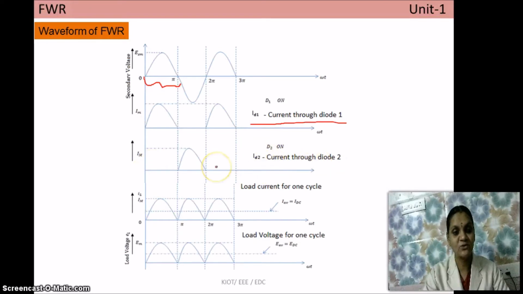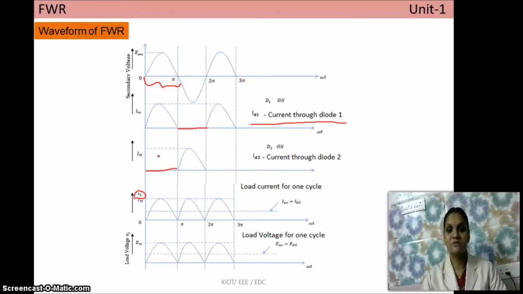And for the diode D2, what is there? During the positive half cycle, diode D2 will not conduct, it acts as an open circuit, so the current becomes 0. For the negative half cycle, diode D1 will not conduct, so its current remains 0, and D2 conducts, so current flows through the diode D2. When you talk about the net resultant load current IL, this is the summation of these two currents, because whatever the half cycle, the current is allowed to flow through the load resistance RL.